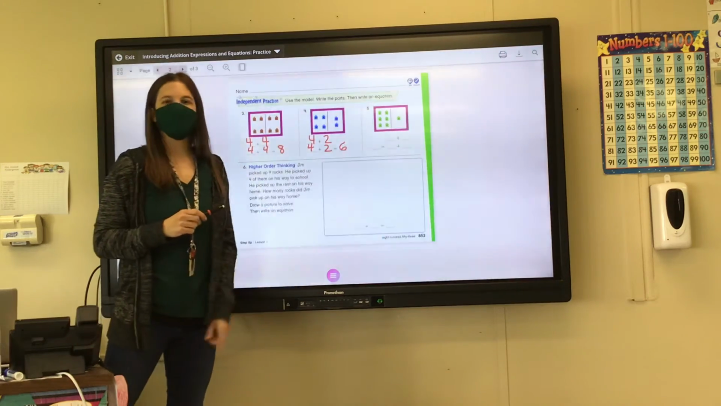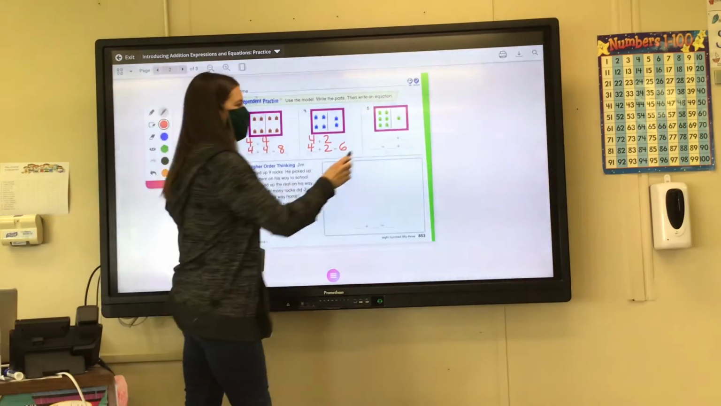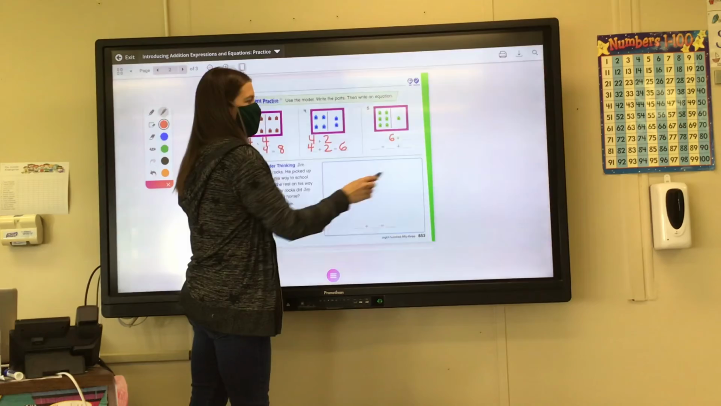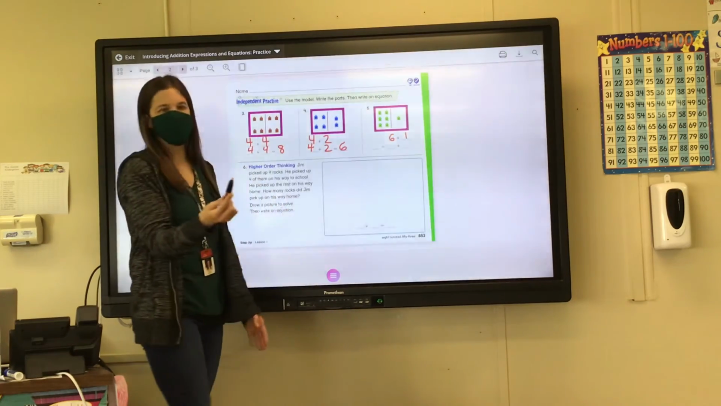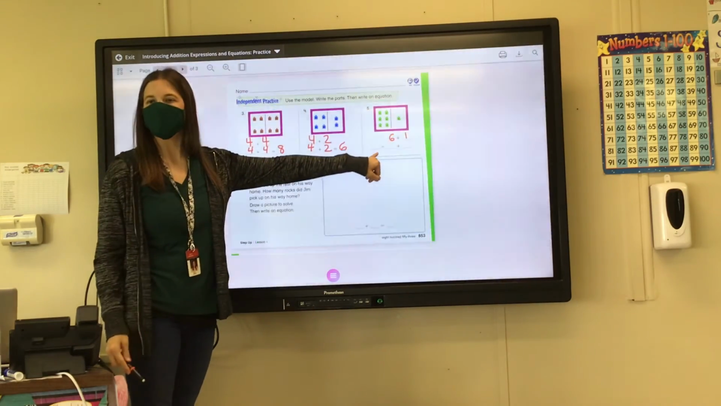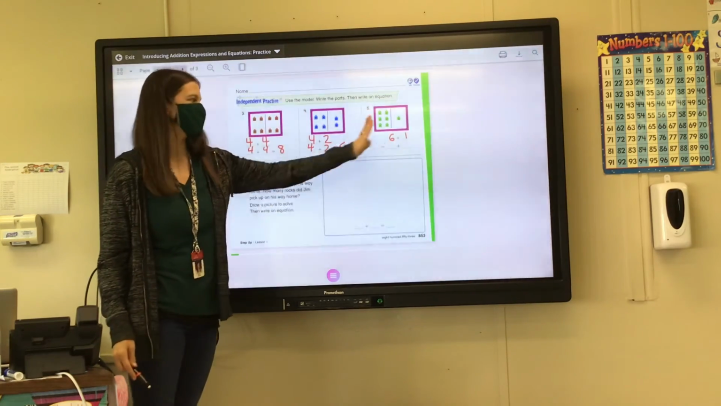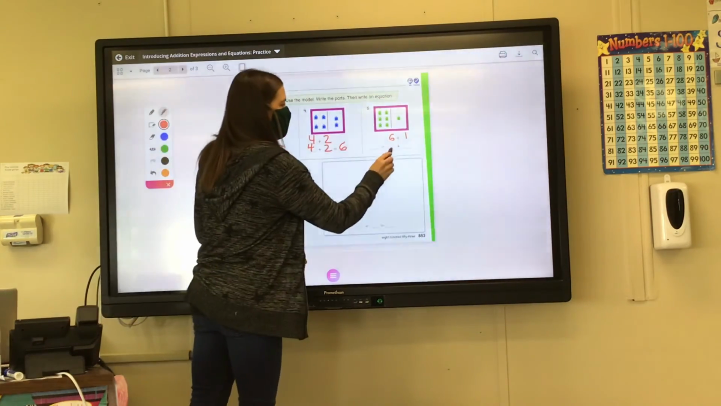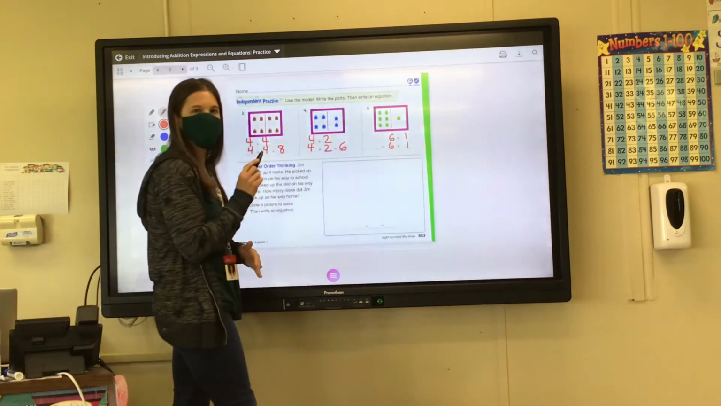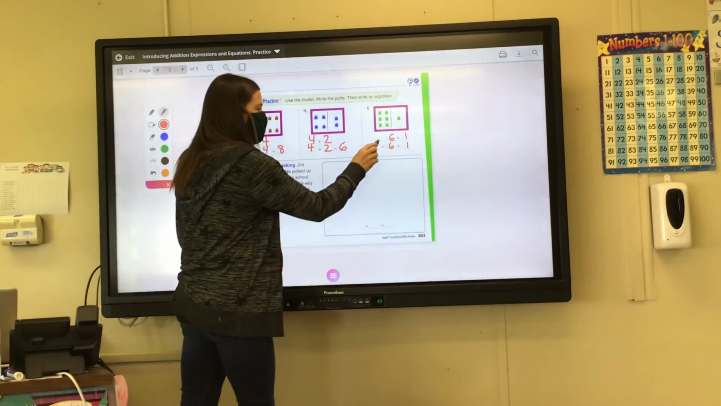Now look at number 5. How many are in the first part? 6. How many are in the next part? 1. We know that. We've done that before. Well, look where the equal sign is. The whole number. Put the parts down that we know, how many do we have all together? 7 is the sum, it goes over here.